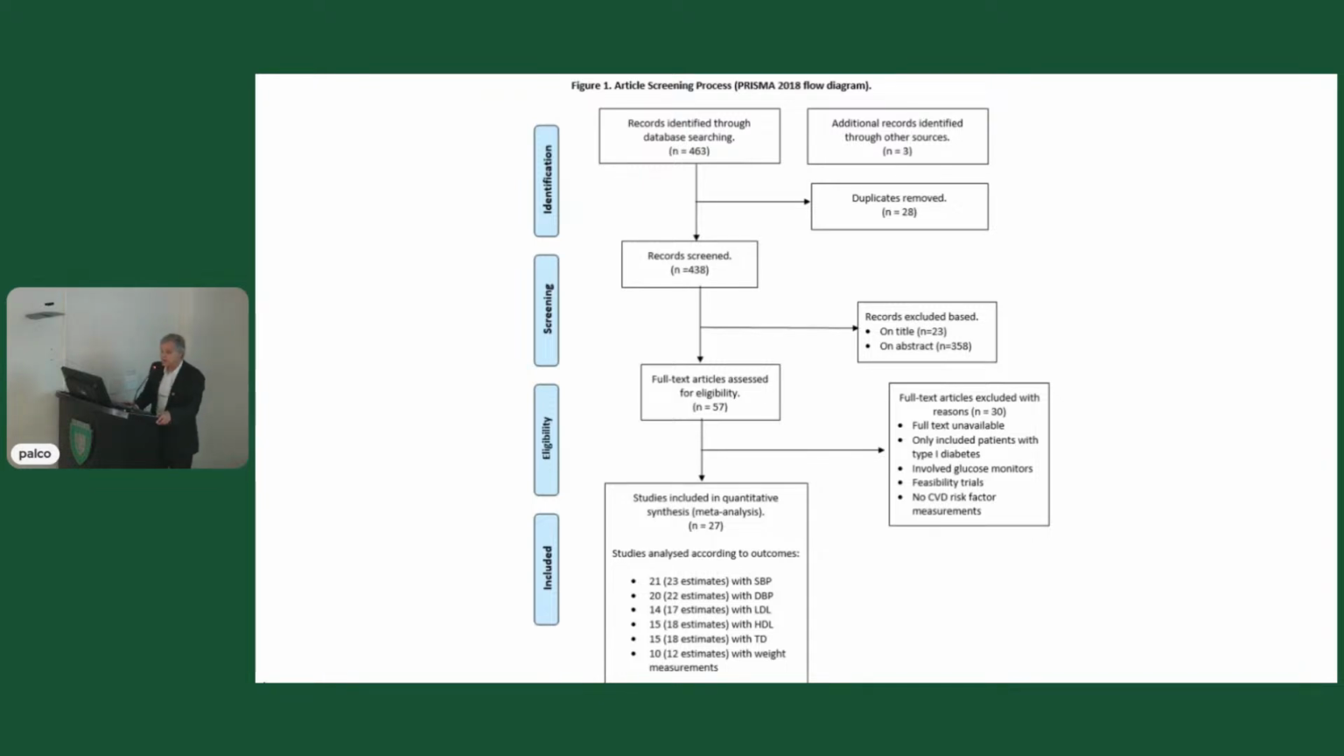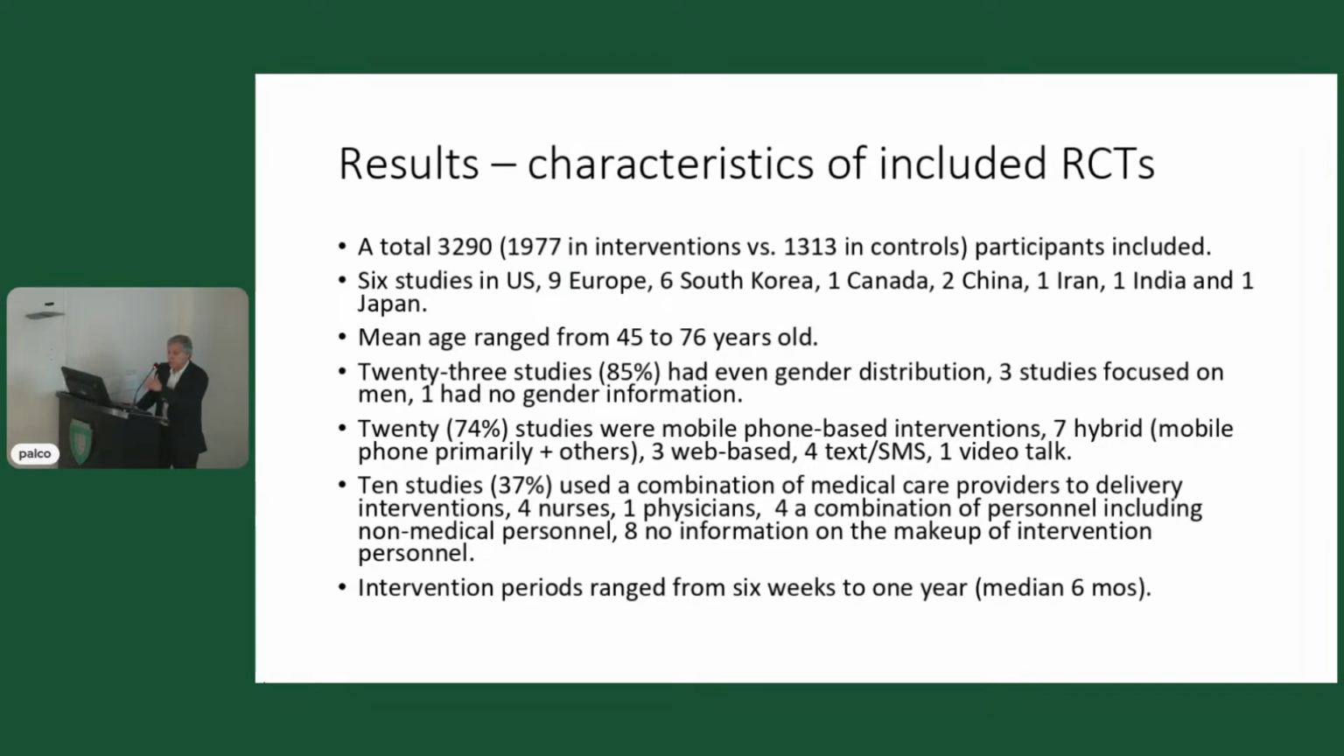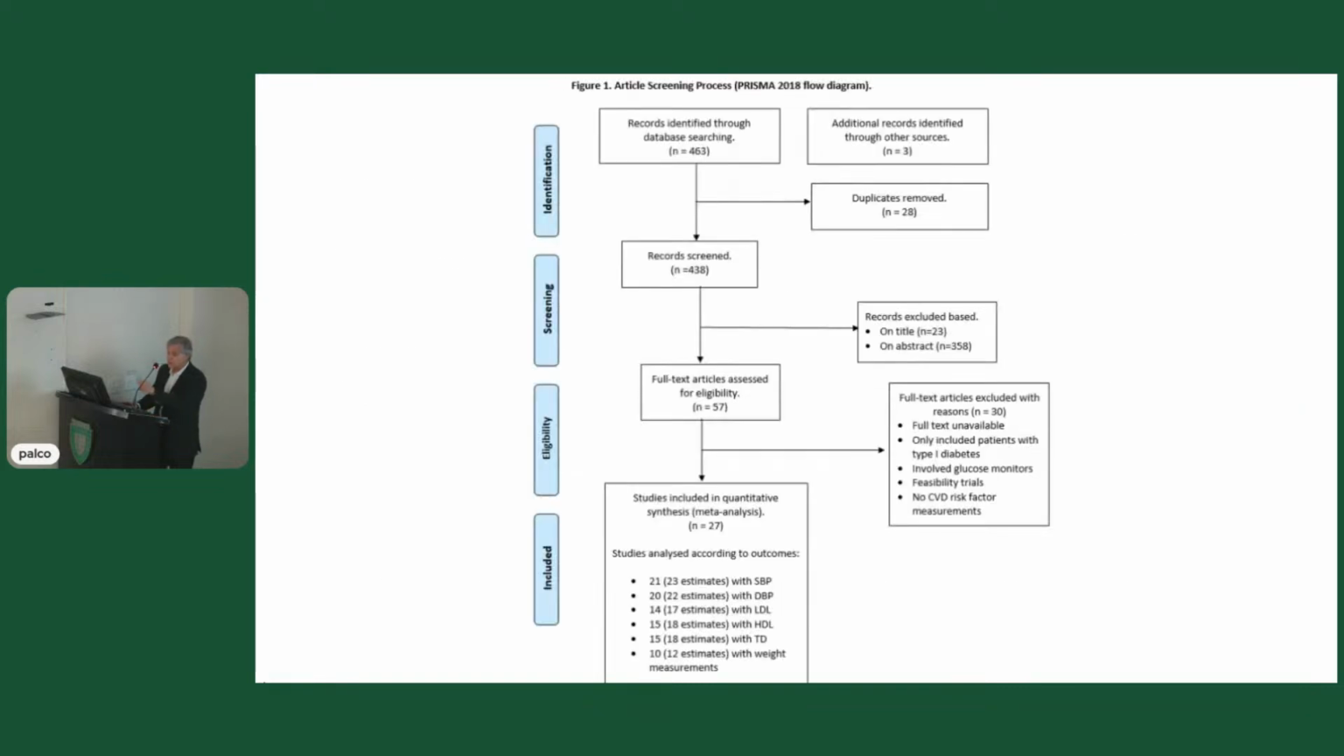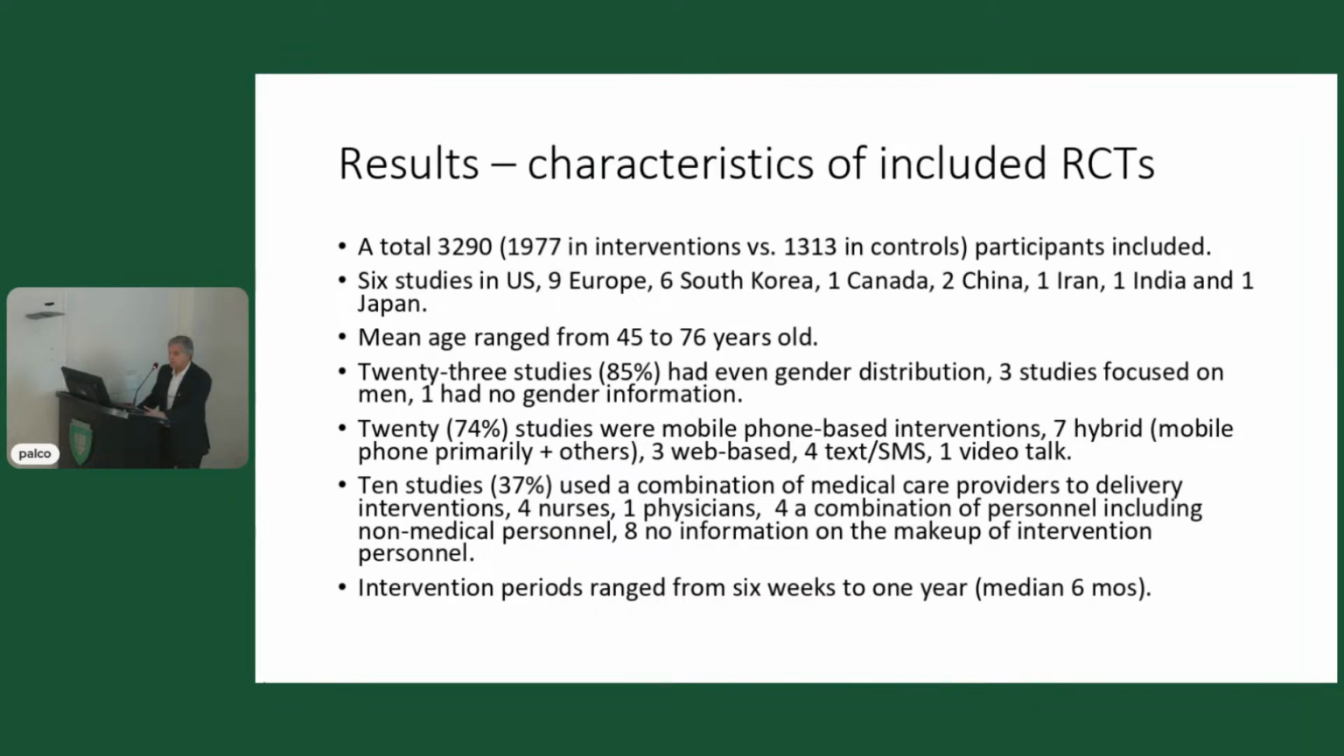So the results of this meta-analysis: from a total of 3,290 participants, you end up with 463 participants included, and 6 studies that were there. 20 studies were mobile phone-based interventions. 7 were hybrid, mobile phone primarily, with others included. 3 were web-based interventions, only the web. Patients would have to go to a web-based site to do their interaction with the physicians or the physician systems. 4 were just text and SMS messages, and 1 was video talk. Okay, and they're all adjuvant.